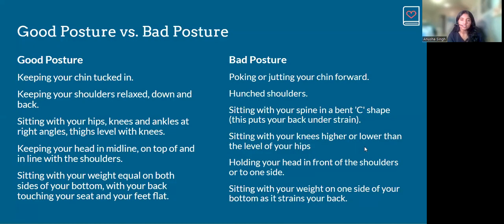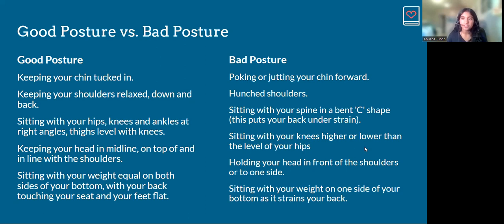Now let's look at some more examples of good posture versus bad posture. With good posture, you keep your chin tucked in, you keep your shoulders relaxed, down and back. You sit with your hips, knees, and ankles at right angles, and you sit with your thighs level with your knees. You also want to keep your head in the middle, on top of and in line with the shoulders, and you want to sit with your weight equal on both sides.